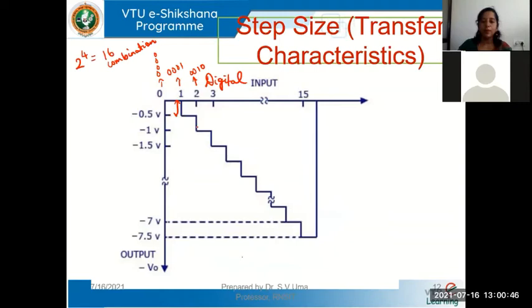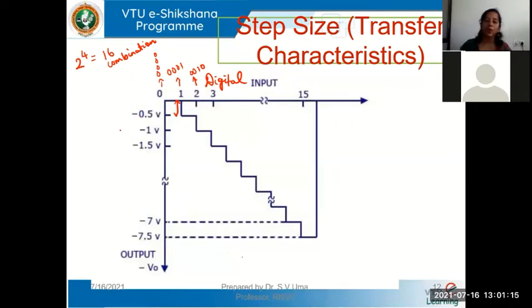The output can be seen changing in steps according to the step size. So initially output will increase by 0.5, then it will increase to 1, then 1.5. But it is happening in the negative direction for the simple reason that we have given all the inputs to the inverting terminal. So all the values which you are seeing are negative, okay, because the inputs are given to the inverting terminal.